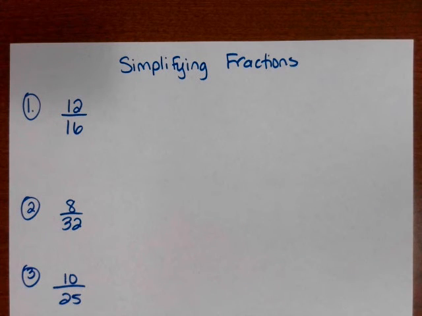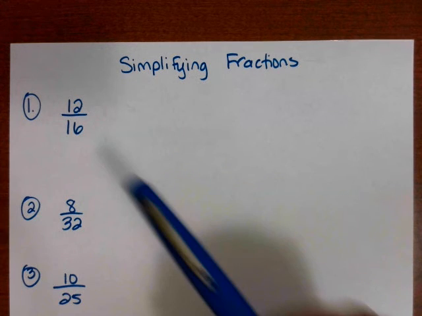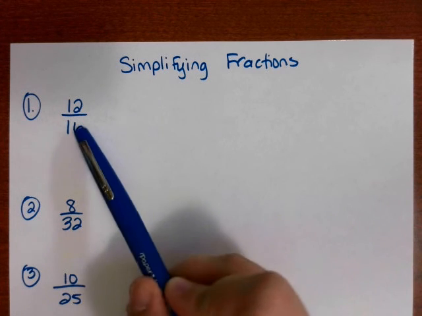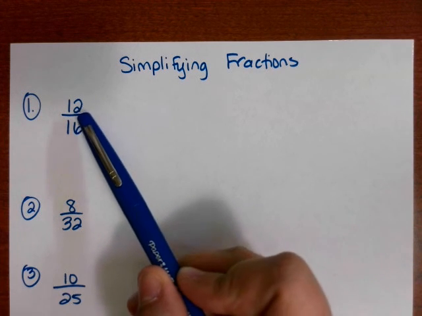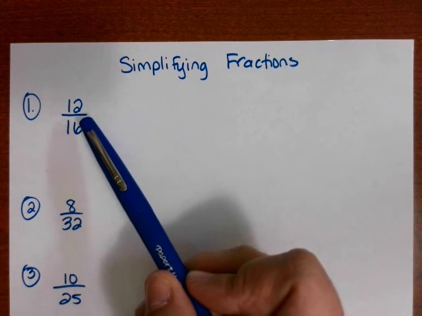Today we are going to be reviewing how to simplify, or you might call it reducing, fractions. When we were taught how to do it, we were taught to find a common factor that, in this case, 12 and 16 both had in common, and then we would divide by that common factor.